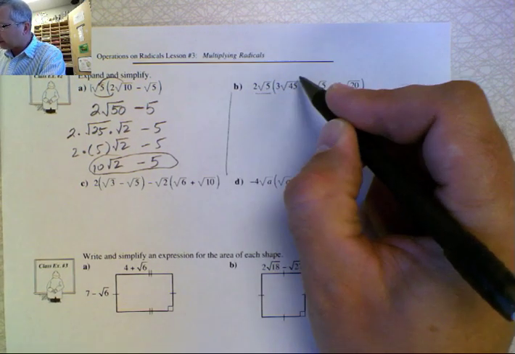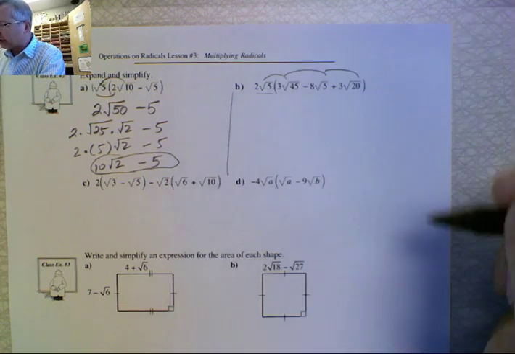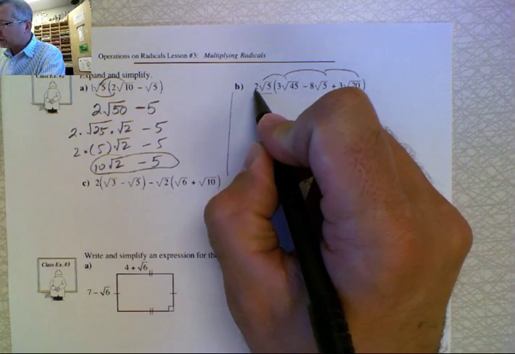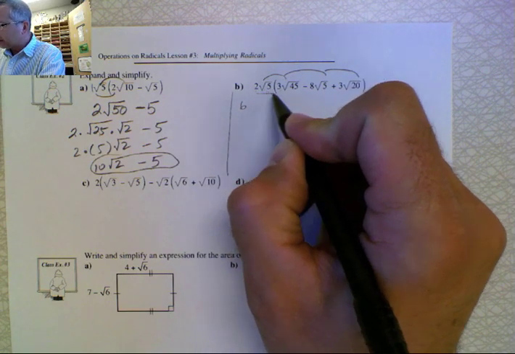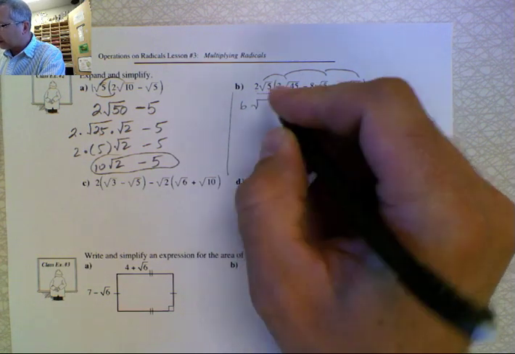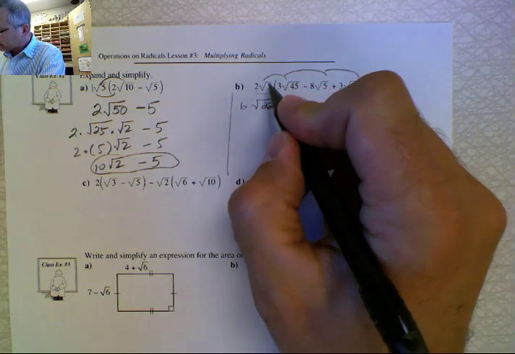Here we're going to multiply a monomial by a trinomial. So we're going to multiply this by each of those terms. First of all, we're going to go 2 times 3 is 6. Root 5 times root 45, well 5 times 45 is 225.